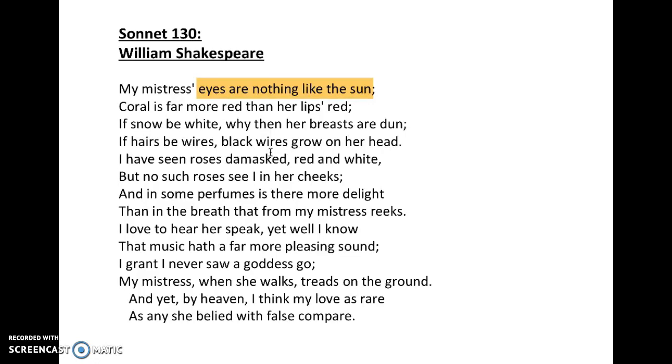So when he says that if the snow be white, why then her breasts are dun, he's saying that snow is very white and bright, but her breasts are dun, which means they're grayish brown, so they're very dull. And he uses that contrast to emphasize how the mistress appears to him.